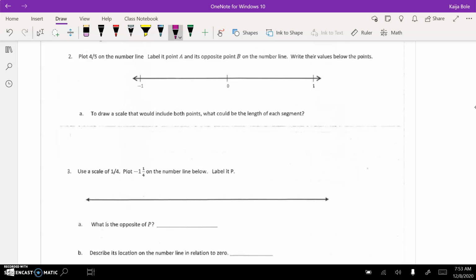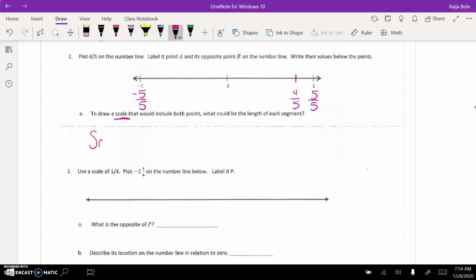They gave us 0, 1, and -1. So if we're thinking about positive 1 in fifths, that's one whole. One whole in fifths would be 5/5. And negative one whole would be negative 5/5. So you have to figure out what you would be counting by. And my first hint here is, this is 5/5, and we know we have to have 4/5 on the number line. Okay, so that's number 2, part A, scale.